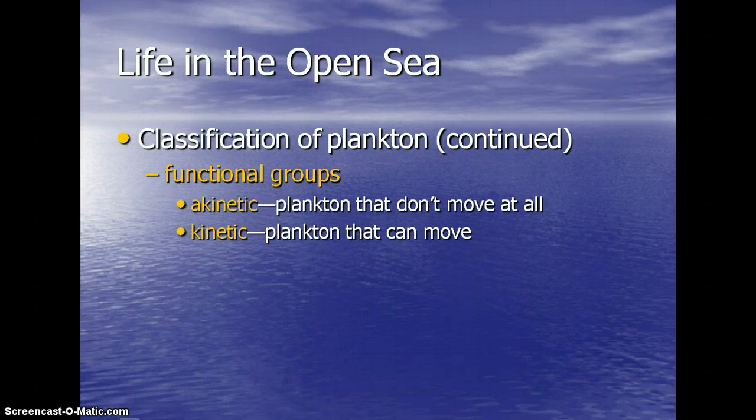We can also classify plankton based on their functional group, so whether or not they move or not. So if you are a plankton and you can move, you are called kinetic. Usually, obviously, if you're a plankton, you won't be able to move against the current, but you may have some sort of flagella or appendages that allow you to move around a little bit. And so you're called kinetic plankton. Akinetic plankton are plankton that do not move at all. They just kind of float there in the water. So we classify plankton based on whether they're kinetic or akinetic.